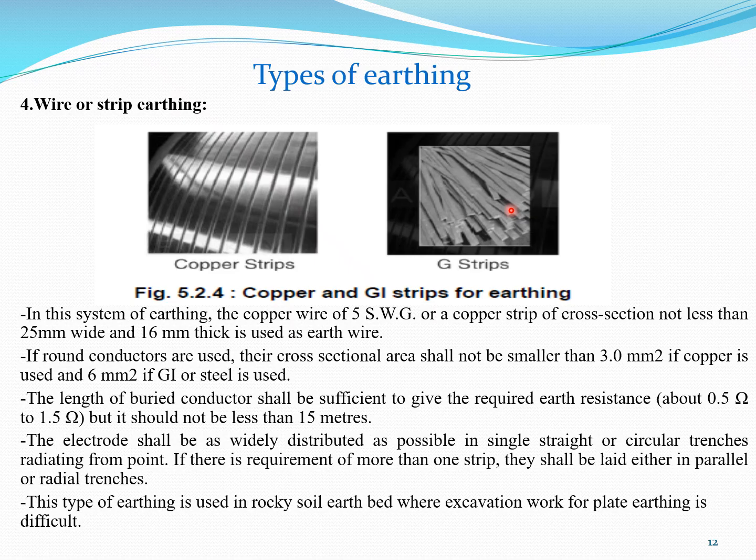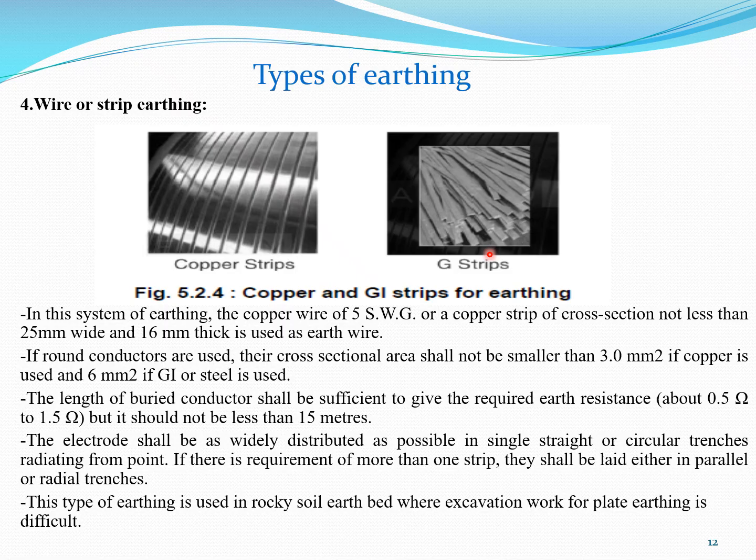In this system of earthing, the copper wire of high standard wire gauge, or high SWG, or a copper strip of cross section not less than 25 mm wide and 16 mm thick is used as earth wire. If round conductors are used, their cross-sectional area shall not be smaller than 3 mm square if copper is used, and 6 mm square if GI or steel is used.